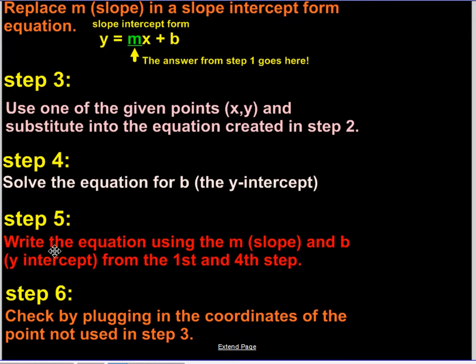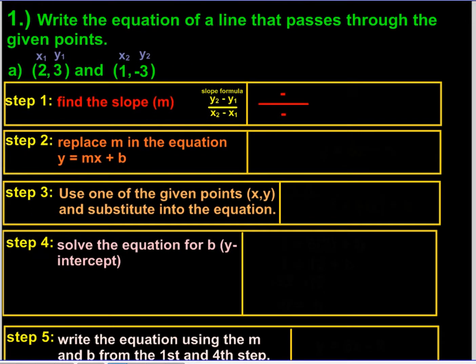You can then write the equation, and you can set up m, the slope that you found in the first step, and b, the y-intercept that you found in the 4th step. That's step number 5. The last step, step number 6, you're going to check that equation that you created by plugging the second set of coordinates that you had into it and solving it out. So let's see how that actually works.